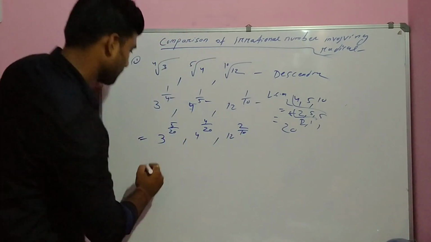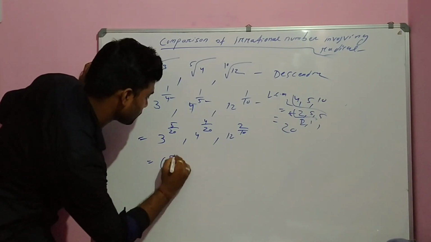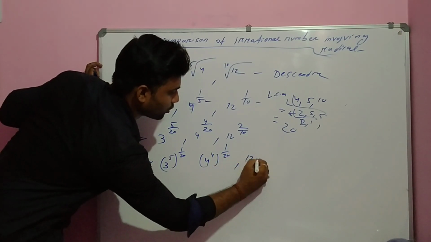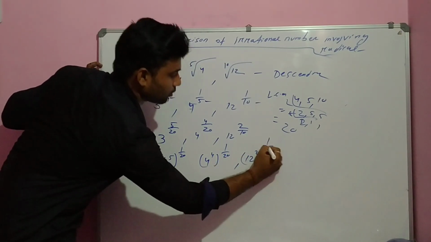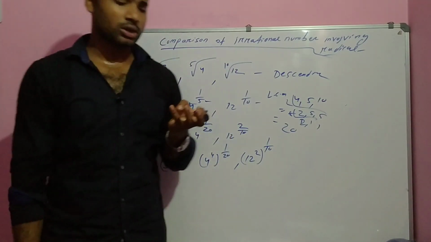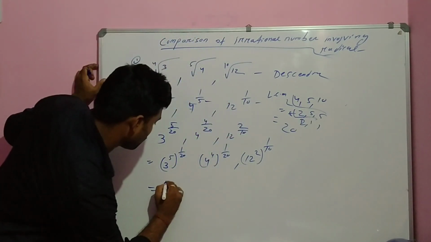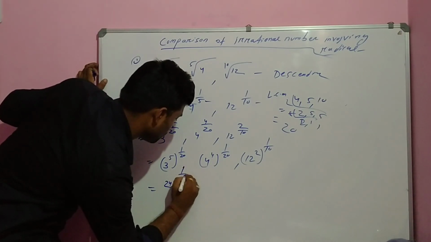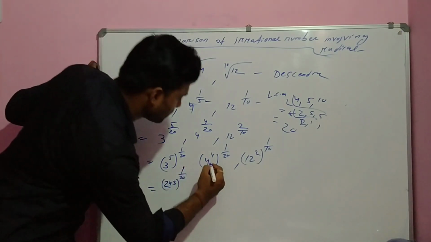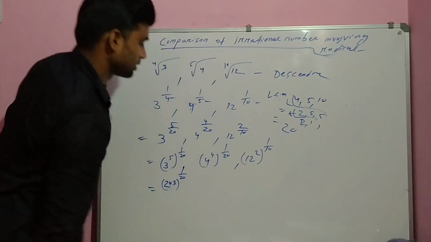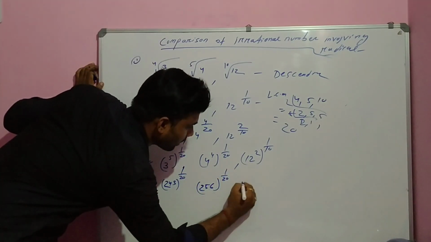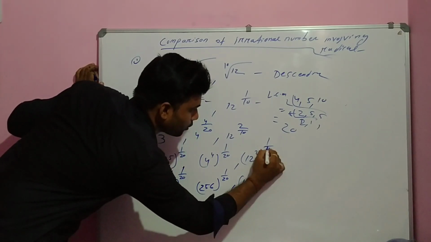Understood what I am saying? It may be written as 3 to the power 5 whole to the power 1 by 20, 4 to the power 4 whole to the power 1 by 20, and 12 to the power 2 whole to the power 1 by 20. 3 to the power 5 how much? 9, 27, 81, 243. 243 whole to the power 1 by 20. 4 to the power 4: 4, 16, 64, 256. 256 to the power 1 by 20 and 144 to the power 1 by 20.